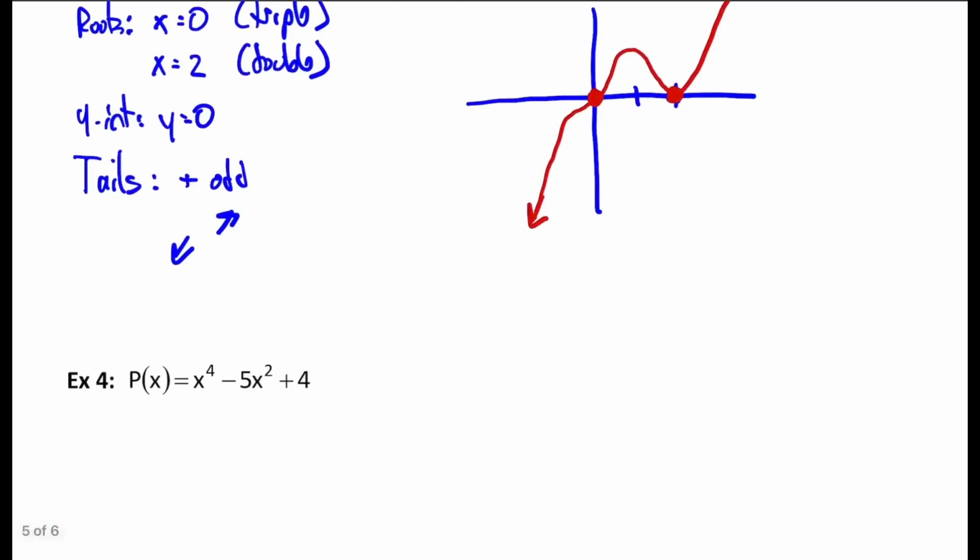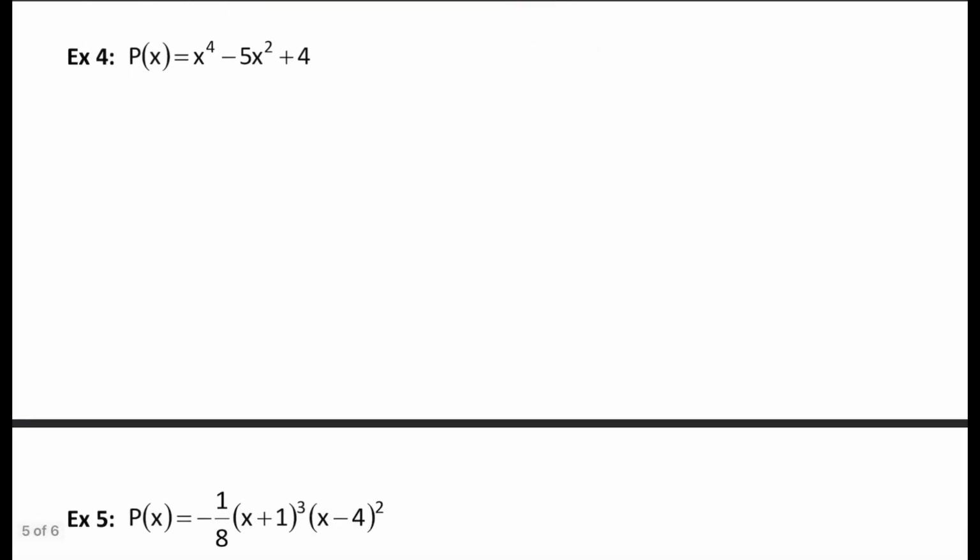All right, let's try one that is not factored. We've got x to the 4th minus 5x squared plus 4. So I need to factor this. At first glance, you're like, ooh, I don't know how to factor this because it doesn't have a GCF, and I'm not used to seeing this here. Well, I'll tell you right now, it factors exactly the same as if it was x squared minus 5x plus 4.